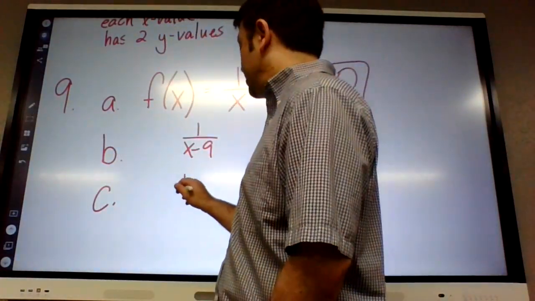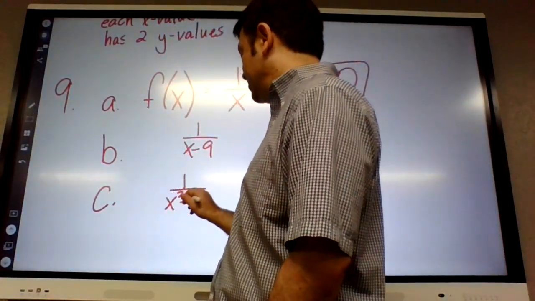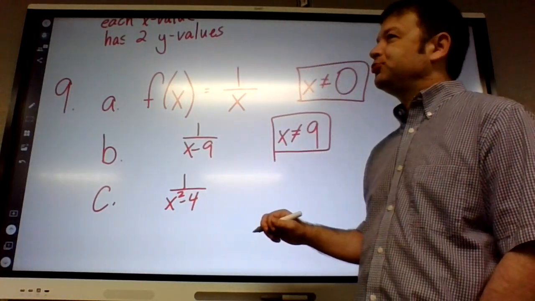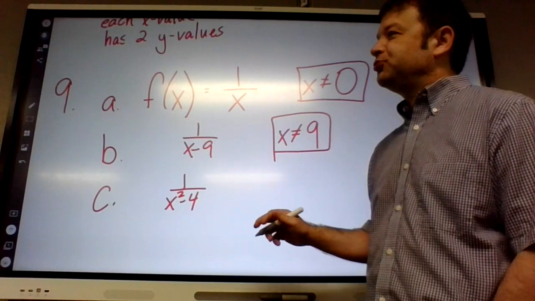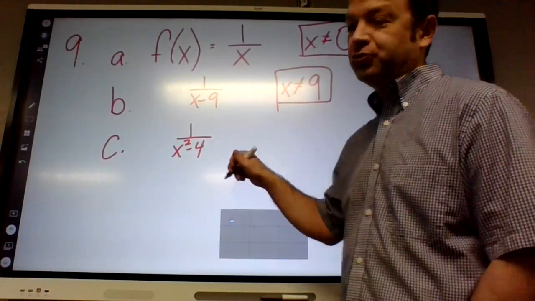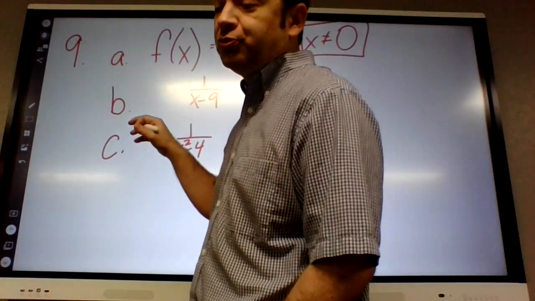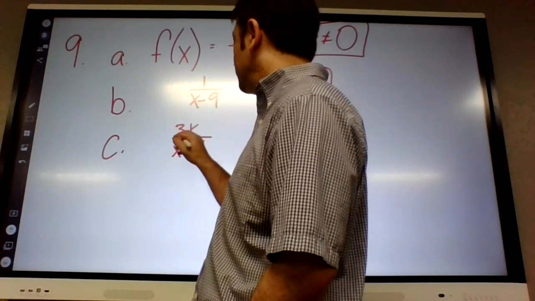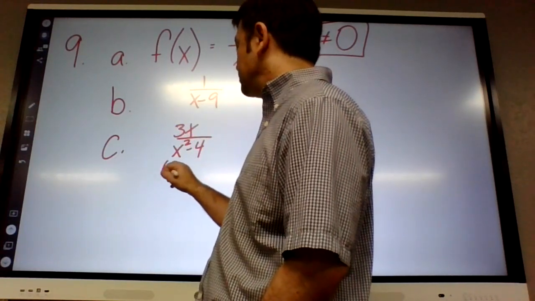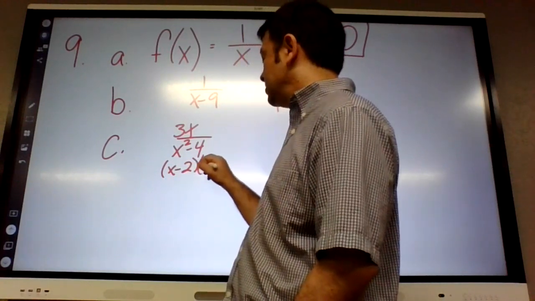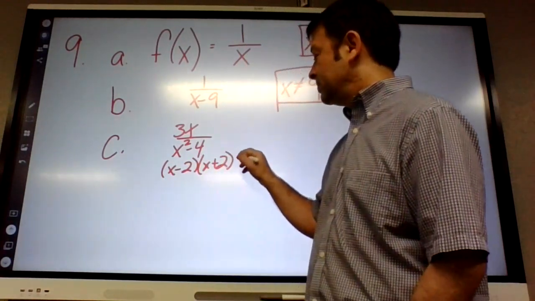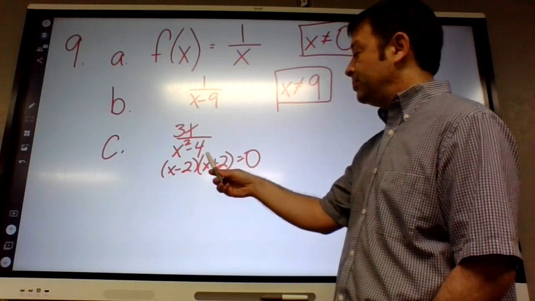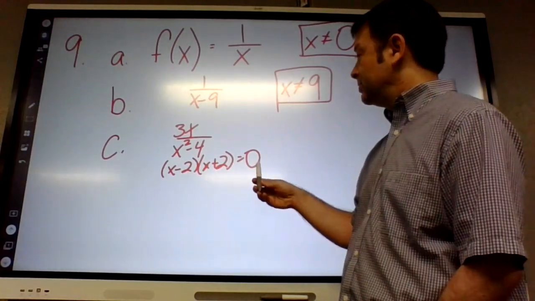This one's a little trickier. X squared minus 4. 2. It's also 3x on top, I'm pretty sure. Yeah. Why is it plus or minus 2? Because it's a square. Okay? It's basically factoring. X cannot equal 2 or negative 2.